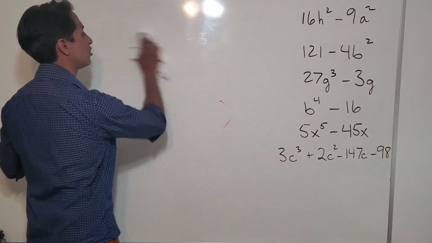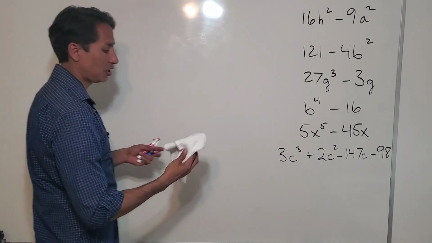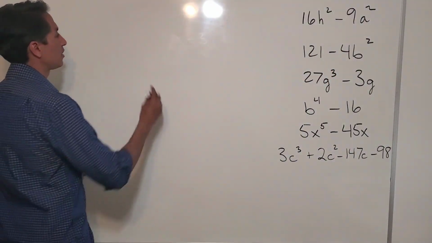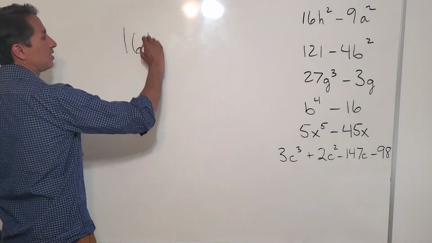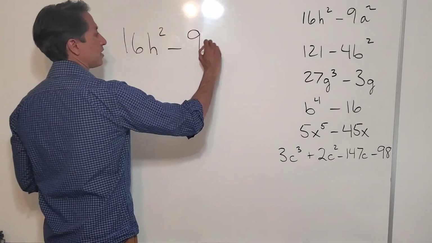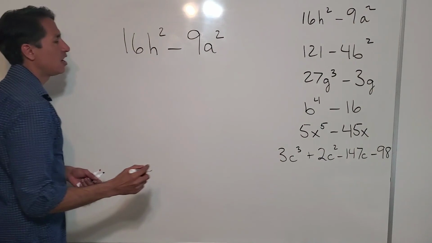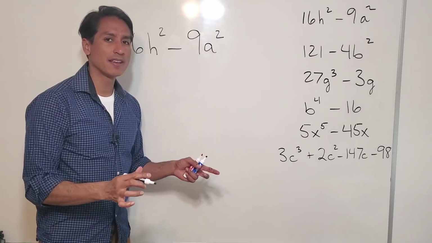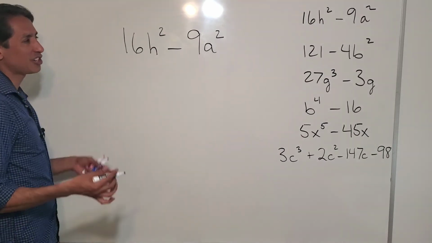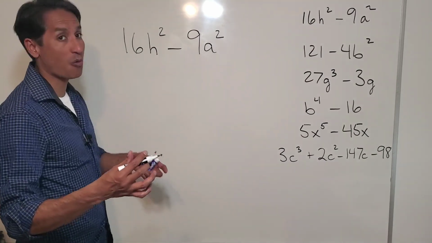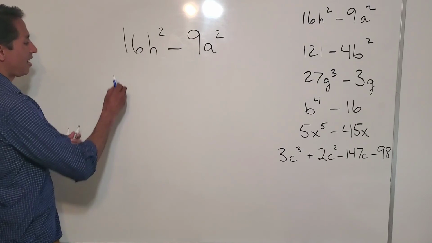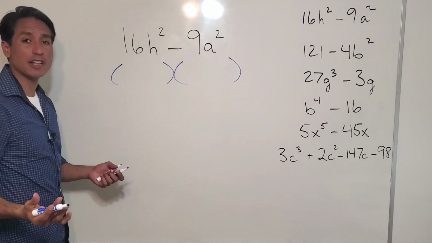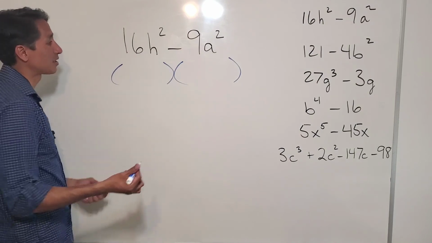All right, so let's now jump into these. That's what they want you to do, is bust this thing apart. Okay, so let's look at this first one here. I got 16h squared minus 9a squared. You'll notice that everything that's in here is something squared. So that should hopefully start to give you some hints as to what I could break this thing up into. And if you're ever not sure, FOIL the thing and see if it matches.